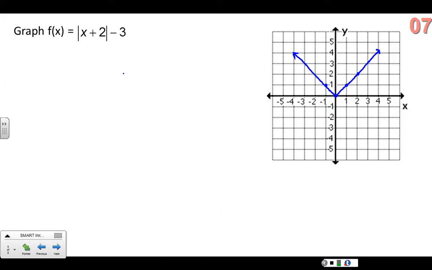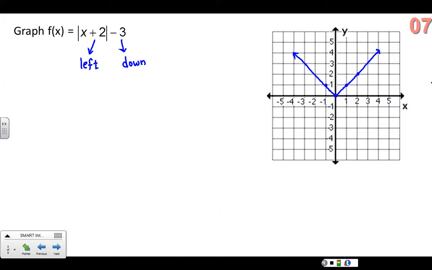Now, in this one, we've got some shifting going on. We've got x plus 2, so it's grouped in the absolute value bars with the x. Since that's grouped in, that's going to be a horizontal shift. Then you have minus 3. 3 is being subtracted from the entire function. So that's going to move us 3 units down. And since this is a plus inside with the x, we're going to go to the left.